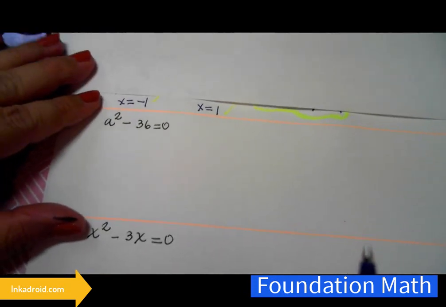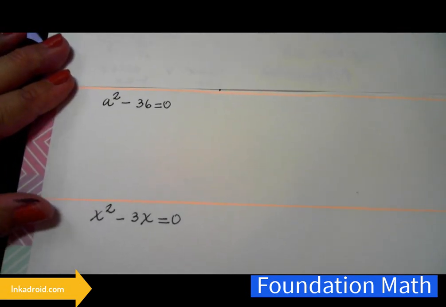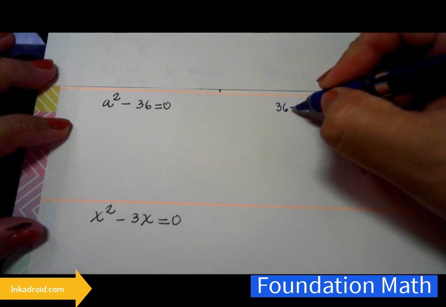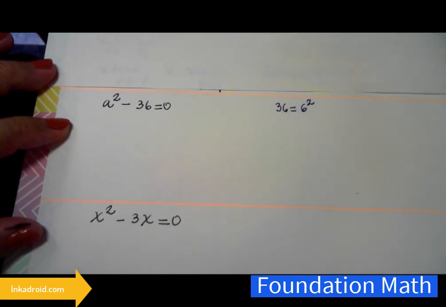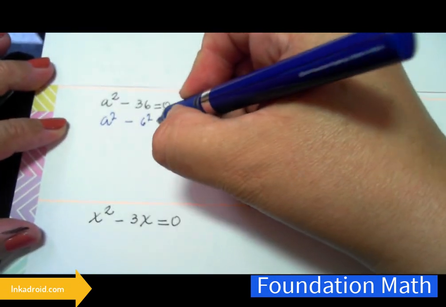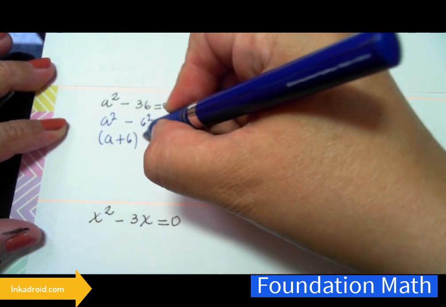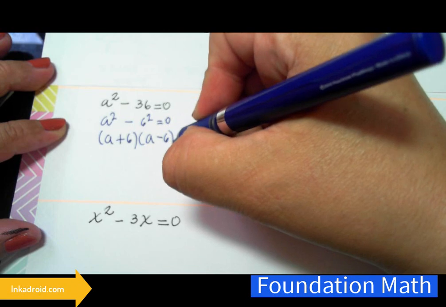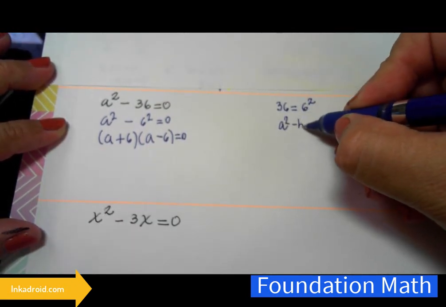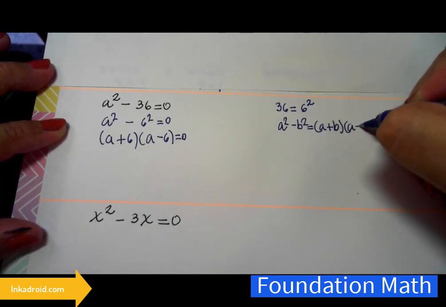Now we have another situation here: a squared minus 36 equal to the number 0. That's very easy because 36 is equal to 6 squared. 6 times 6 is 36, so you're going to substitute a squared minus 6 squared is equal to 0. So you're going to apply the rule a plus 6 times a minus 6 equal to 0. Remember, the rule is a squared minus b squared is equal to a plus b times a minus b.